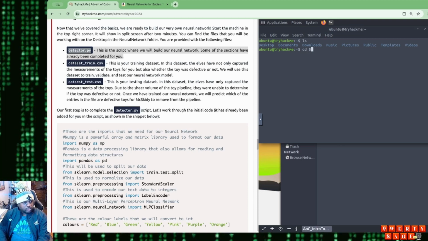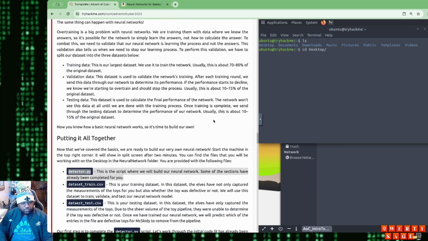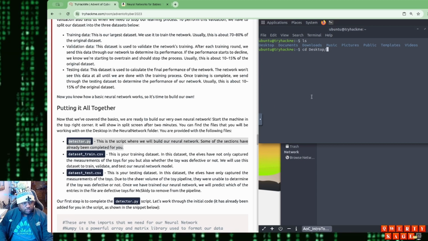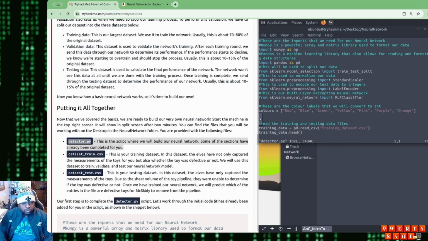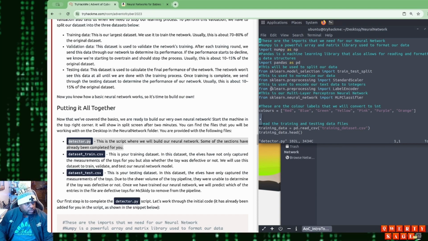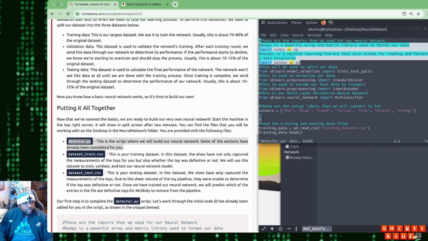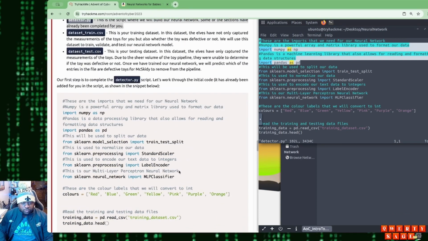Let's cd to the desktop. It's in the folder neural network. Okay. I'm going to open up VI. Okay. We use NumPy and Pandas, which, if you've been following along, we talked about in day 1 or day 2. I'm pretty sure it's day 1 though.